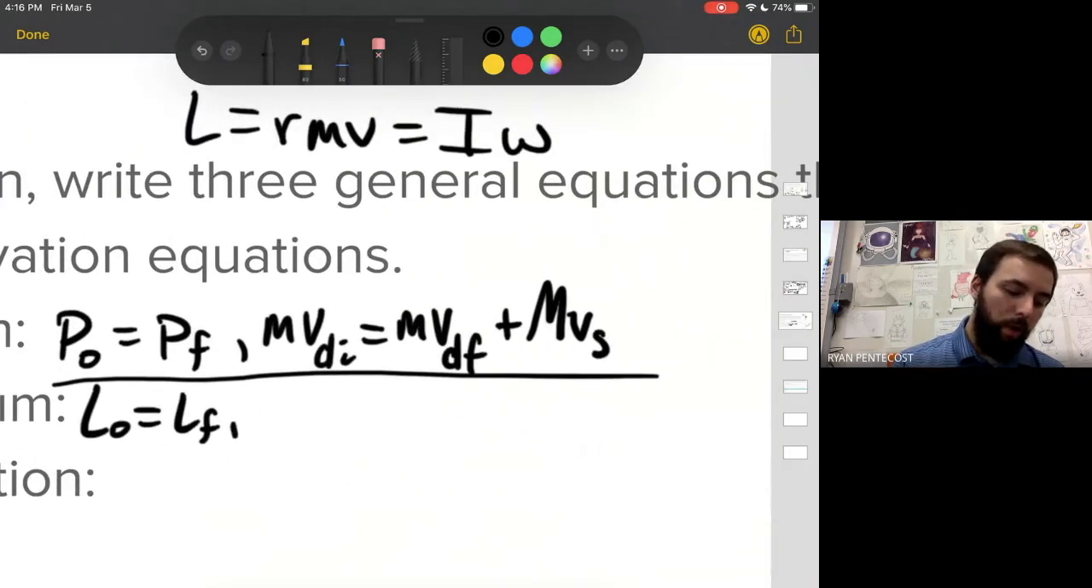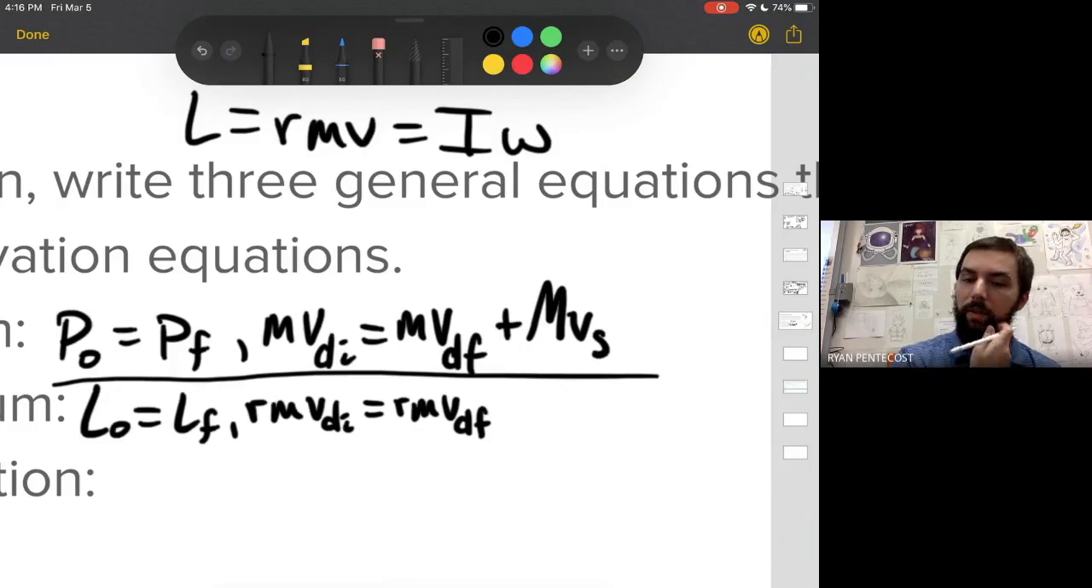We have R, mass of the disk, VDI, equals R, mass of the disk, VDF. Those are the angular momentums of the disk. Now, the angular momentum of the stick is going to be different. It has a moment of inertia, and we are going to use I omega to show that it has its own angular momentum about itself. You can't really use RMV for a solid rigid object, because what would you use for R? I guess maybe you could use the radius of the object, but it gets kind of messy there. So if you have the moment of inertia, use the moment of inertia equation.